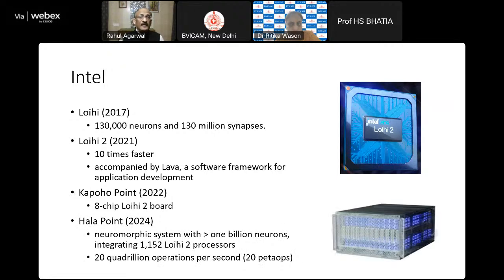And in 2024, last year, they introduced a complete system called Hala Point, which claims to have more than 1 billion neurons, integrating more than 1,000 Loihi 2 processors. So it's a massive computing power which they have introduced.